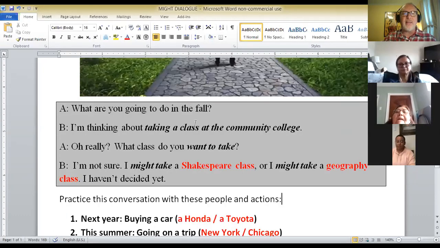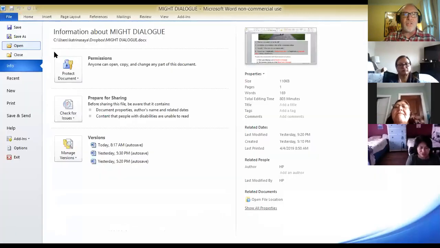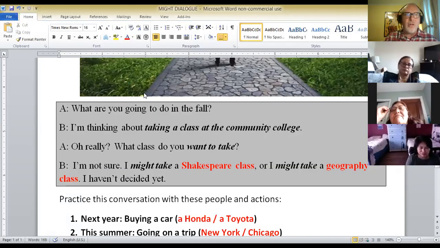So notice what it says here. What are you going to do in the fall? It says, I'm thinking about taking a class at the community college. Oh, really? What class do you want to take? And here's the key point. What does B say? B says, I'm not sure. I might take a Shakespeare class, or I might take a geography class. I haven't decided yet, right? So he might take a Shakespeare class, or he might take a geography class.